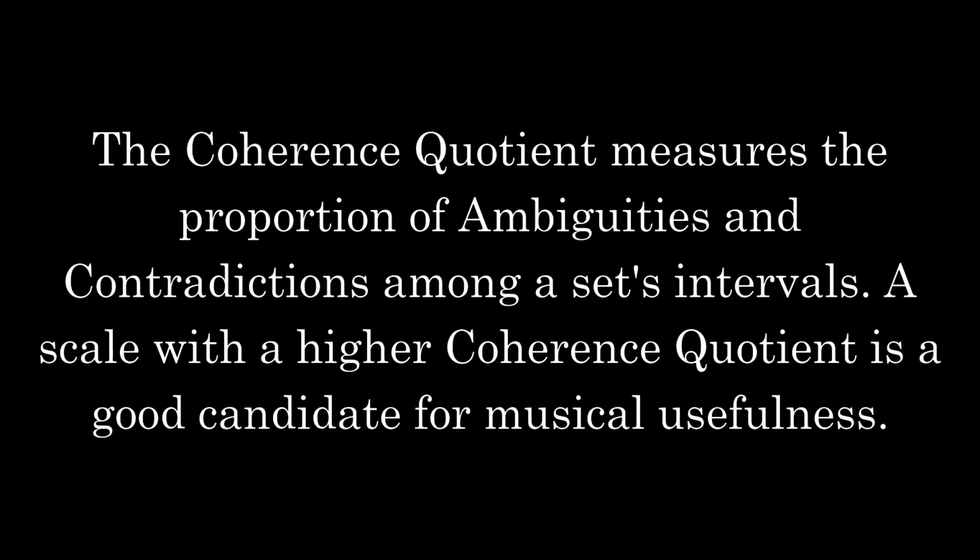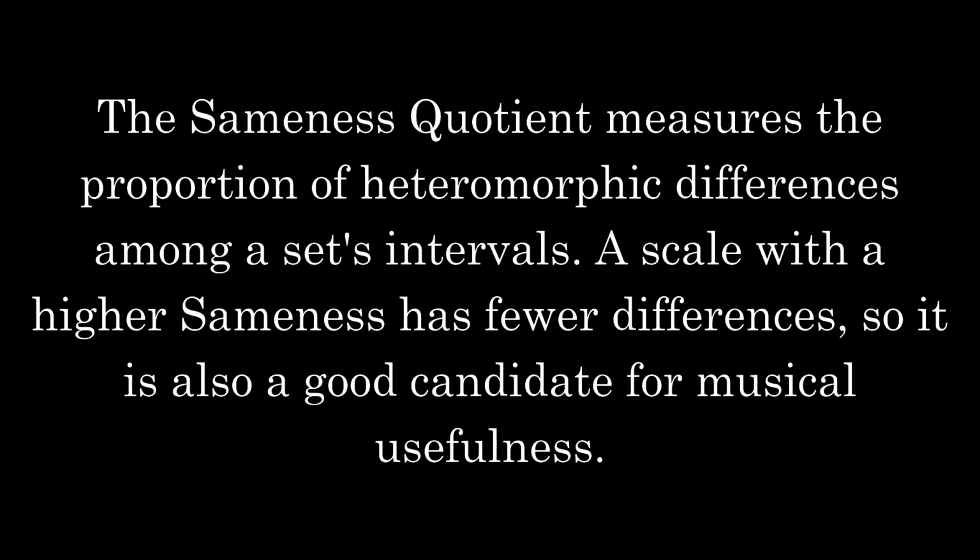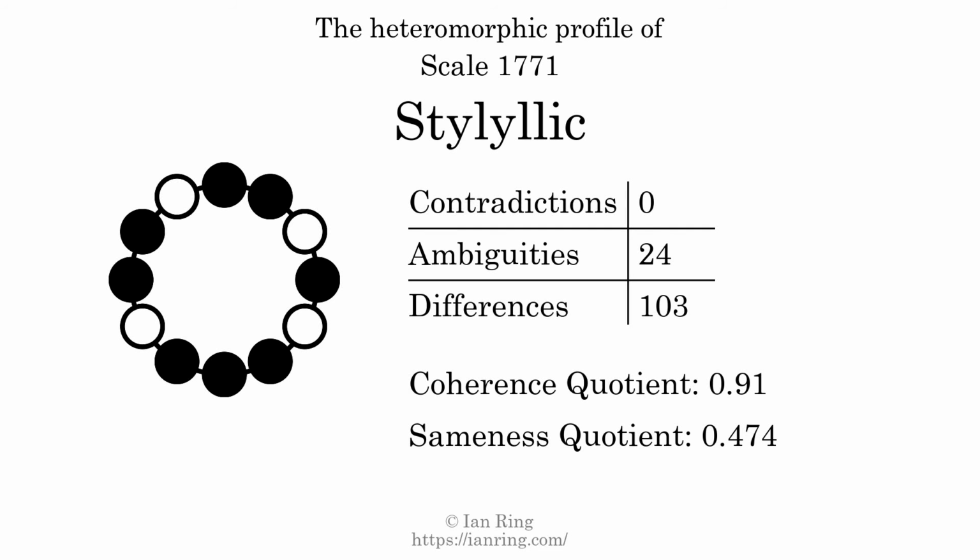The coherence quotient measures the proportion of ambiguities and contradictions among a set's intervals. A scale with a higher coherence quotient is a good candidate for musical usefulness. The coherence quotient is 0.91. The sameness quotient measures the proportion of heteromorphic differences among a set's intervals. A scale with a higher sameness has fewer differences, so it is also a good candidate for musical usefulness. The sameness quotient is 0.474.